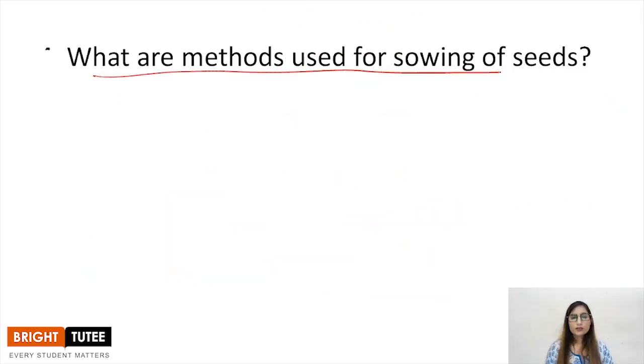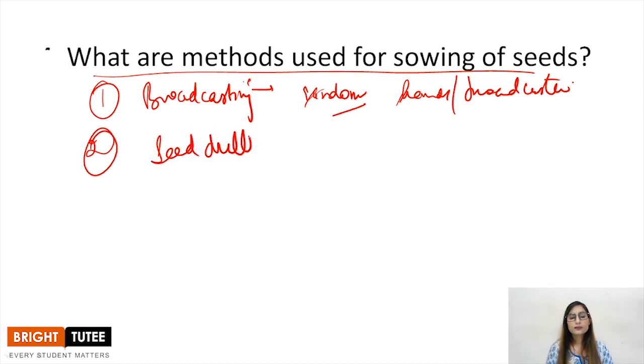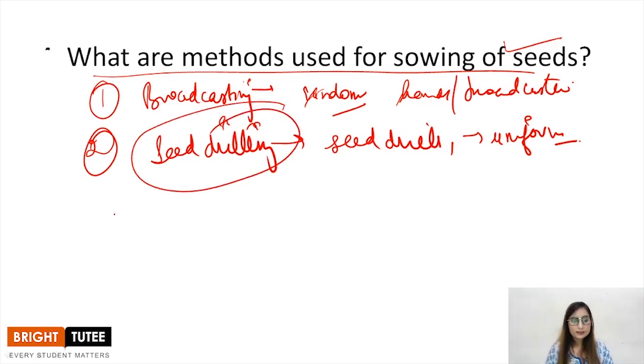Next question, what are the methods used for sowing of seeds? First is broadcasting. This method is used for random distribution of crops. It is done with the help of hands or a broadcaster. Second is with the help of a seed drill. We write this method as seed drilling. Here we use a seed drill. The sowing of seeds is uniform because the seed drill helps in uniform sowing of seeds.